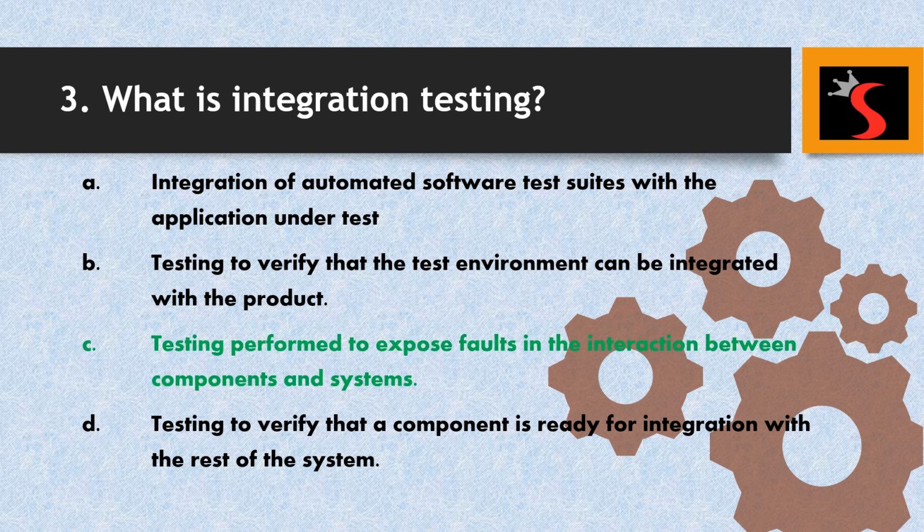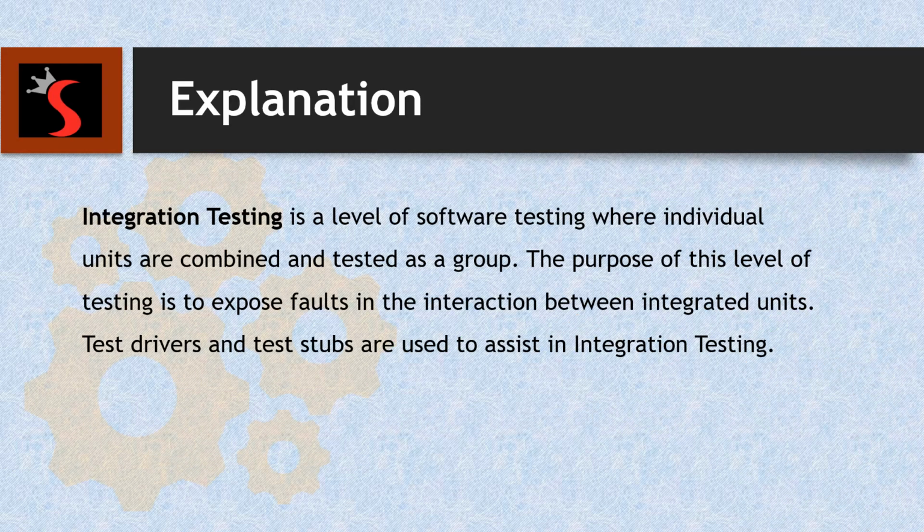And the right answer is option C. Testing performed to expose faults in the interaction between components and systems. Explanation: Integration testing is a level of software testing where individual units are combined and tested as a group. The purpose of this level of testing is to expose faults in the interaction between integrated units. Test drivers and test stubs are used to assist in integration testing.